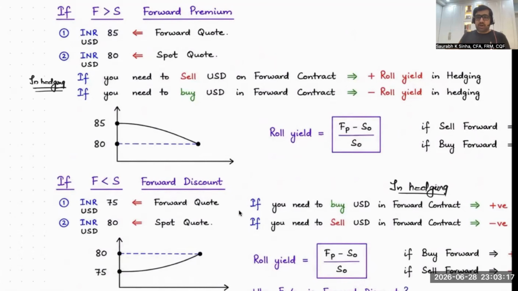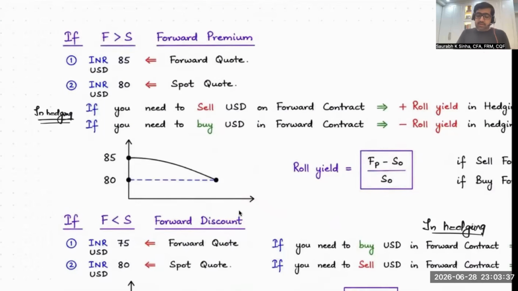I'm just using the quotation because what happens is that when people deal with two currencies in the quotation, they get confused. However, the principle of making a positive roll yield in hedging or negative roll yield in hedging in the forward contract is going to be identical to what we discussed right now. So if you want to hedge and the forward contract price is greater than spot, that is forward premium, the quotation is INR upon USD.